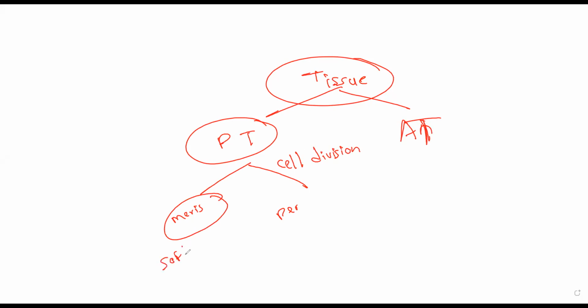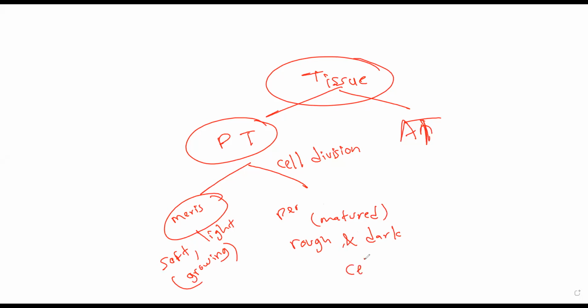It is soft and light color. Usually this is soft. This is the growing part of the plant. Okay, so in the permanent tissue, children, that is the matured part of the plant. So this is rough and dark. Okay, so this is not growing. Why don't they grow? Because they lost the ability of cell division. They don't have the cell division here.